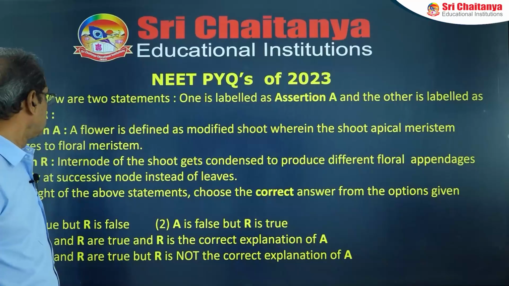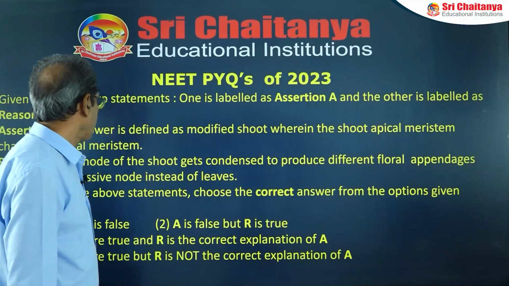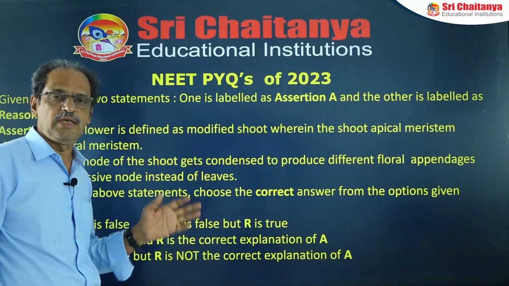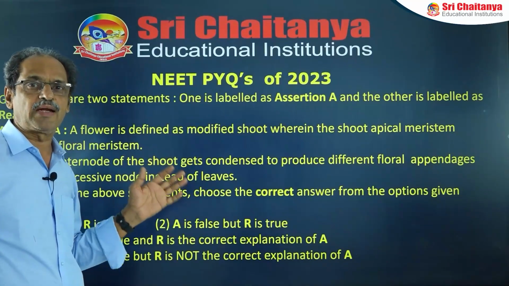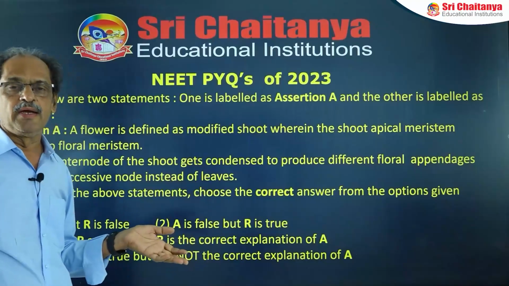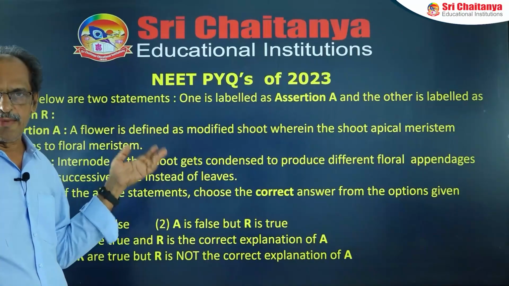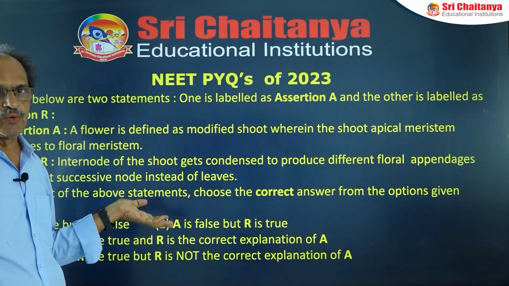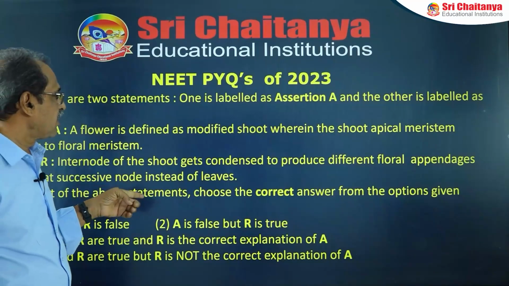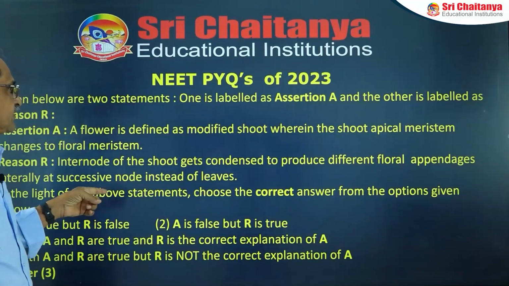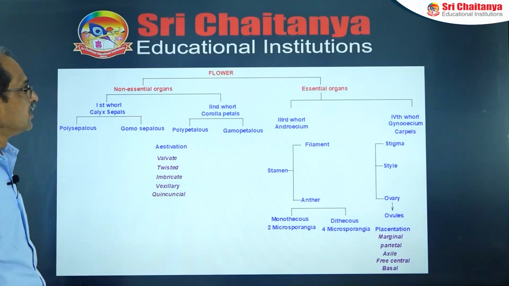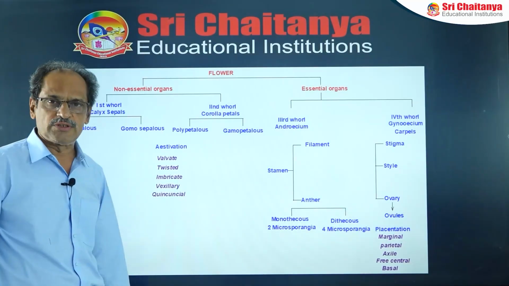Another 2023 question here is assertion reason type. That means in morphology he is framing different patterns of questions. It may be a simple MCQ, it may be a 2-statement question, or a 2-column matching, or even an assertion reason type of question. So these are the different questions asked here.